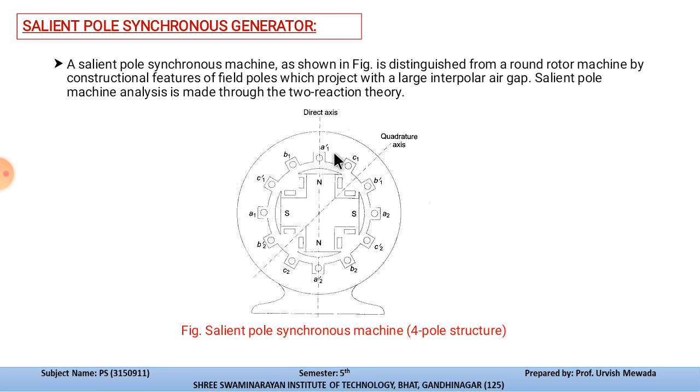But in the case of a smooth cylindrical rotor generator, there is a uniform gap between the stator and rotor circuit, so it offers less reluctance.